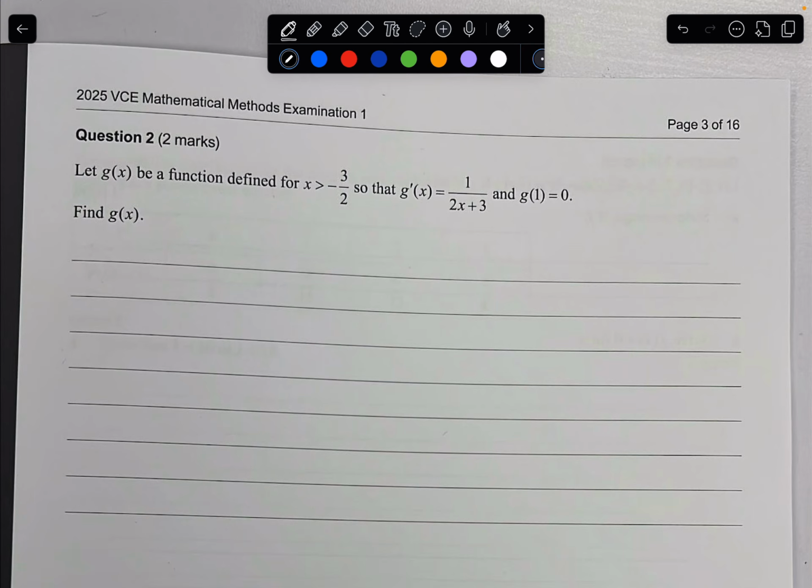Let g of x be a function defined for x greater than negative 3 over 2, so that's the derivative, and g of 1 is 0. We want to find g of x. So g of x will be the antiderivative of 1 over 2x plus 3 dx. Now you need 2 on the top, so you can put a half on the outside. And so that would be 1/2.